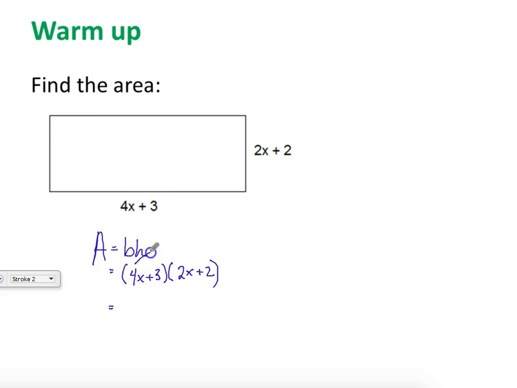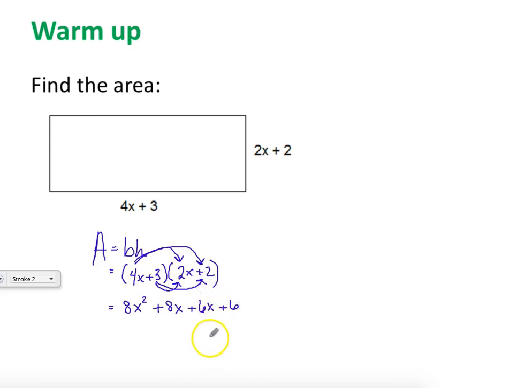We're going to start distributing. So 4x times 2x is 8x squared. 4x times positive 2 is plus 8x. Then we're going to start distributing the 3. So 3 times 2x gives us positive 6x. 3 times positive 2 is plus 6.